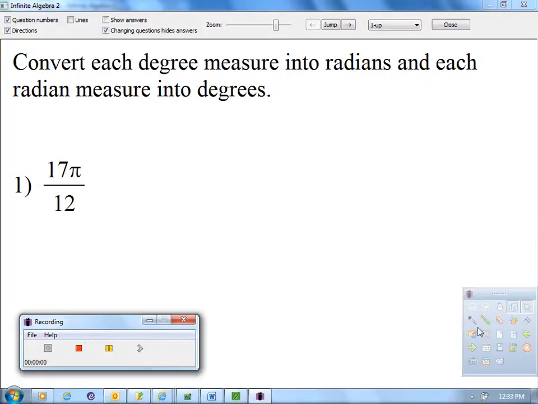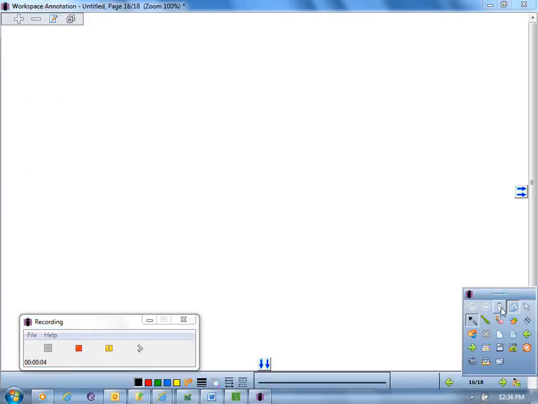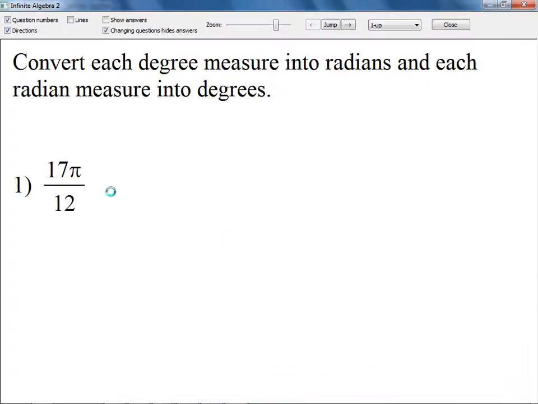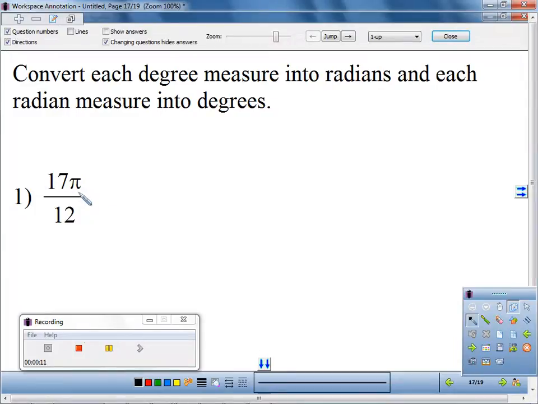Alright, here we're going to convert from degrees to radians and radians to degrees. Now here we're given radians. Radians has the pi. Our conversion factor with this is going to be 180 over pi. If you ever get confused about it, always remember that you need your pi's to cancel out, so put it on the bottom.